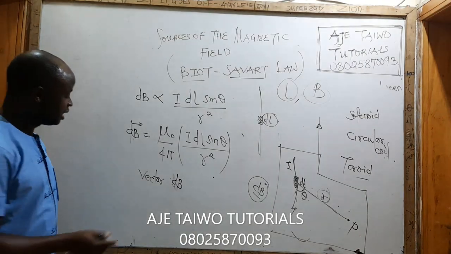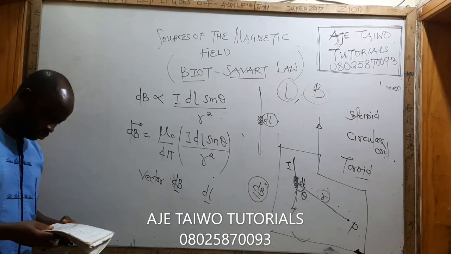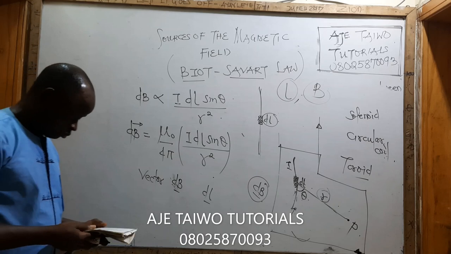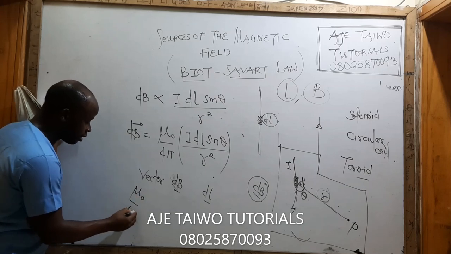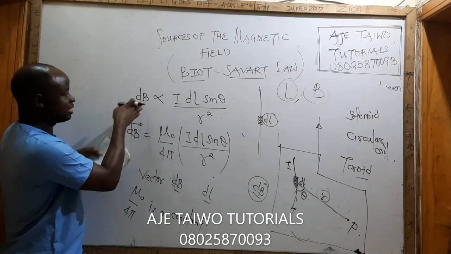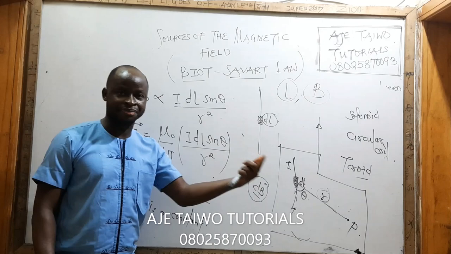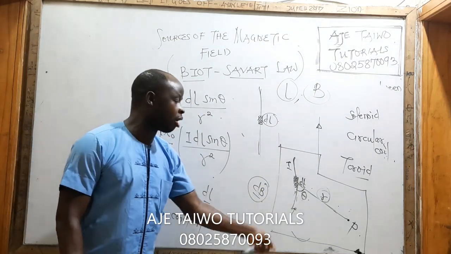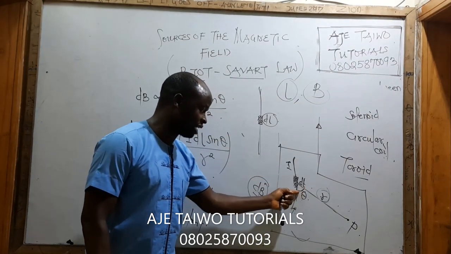The vector dB is perpendicular to dl. Mu naught over 4 pi is a constant. You can see that. But this is directly proportional to the current this thing is carrying. If you carry more current, you create more magnetic field. It's proportional to dl. The longer the conductor, the more the magnetic field. And it's proportional to the sine of the angle between them. The more the angle, the more the magnetic field.